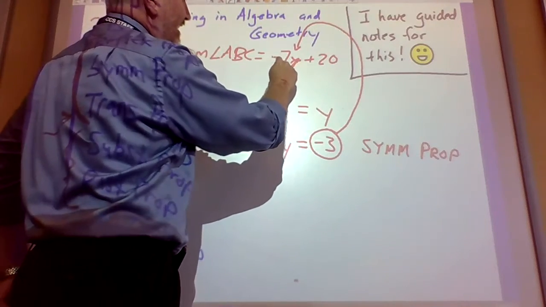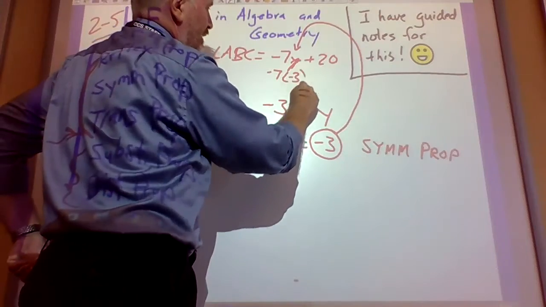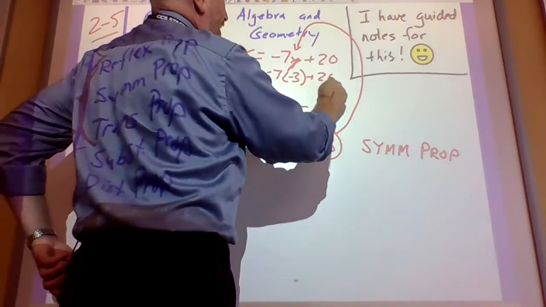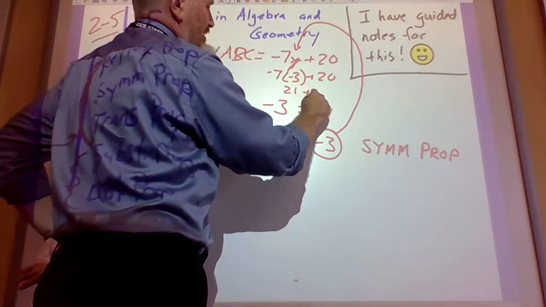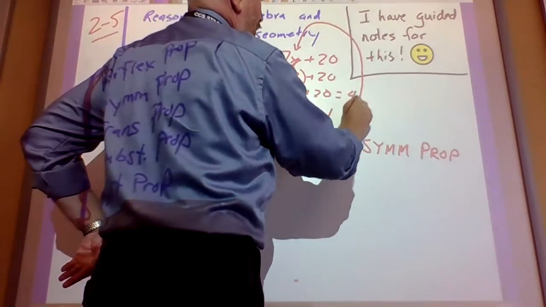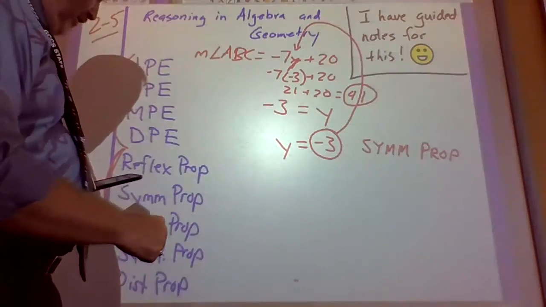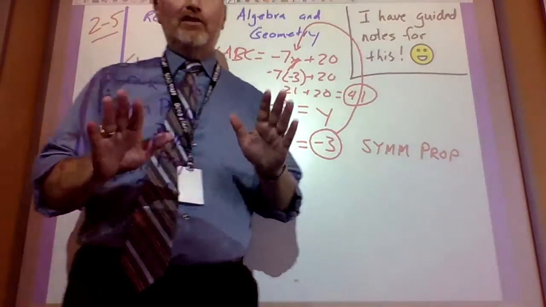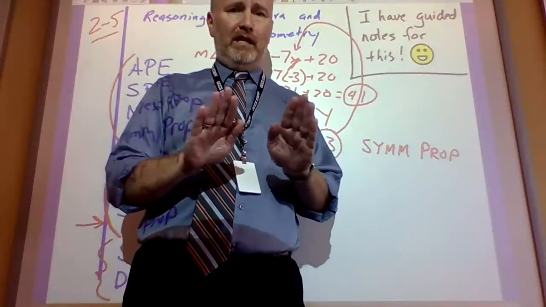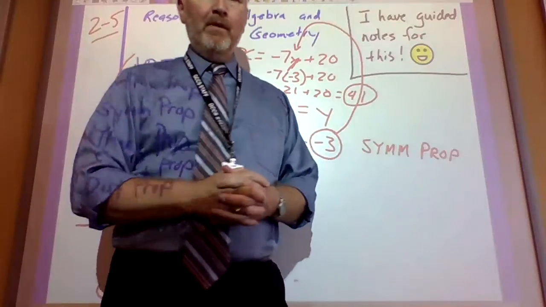So now it's not -7 times y, it's -7 times -3 plus 20. So let's see, -7 times -3 is 21 plus 20, so 41. And now we know the measure of angle ABC is 41. All right, so that's how the substitution property works. Once you find that two things are equal to each other, then you could substitute one in for the other. All right, so that's how that works.